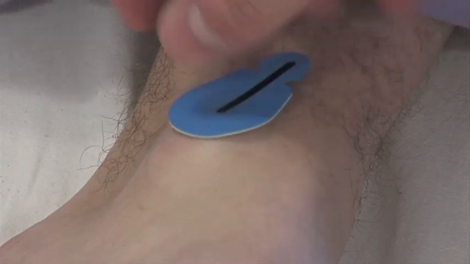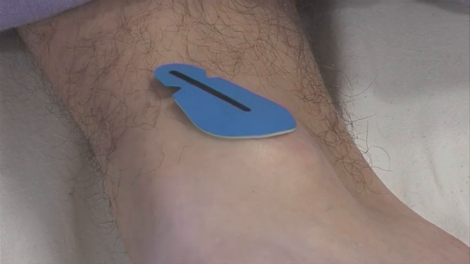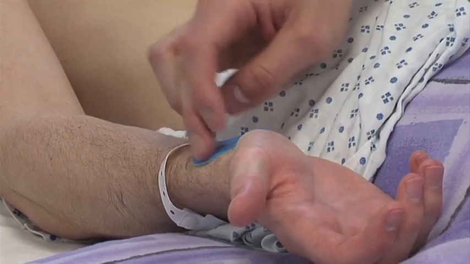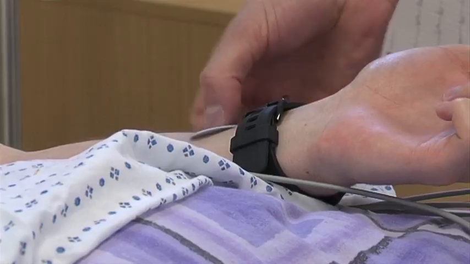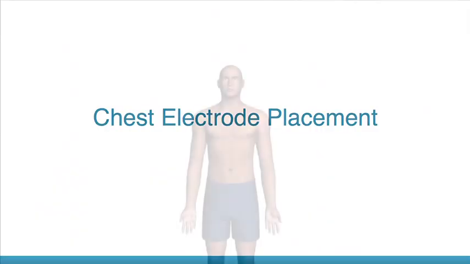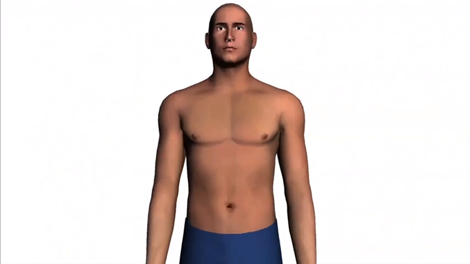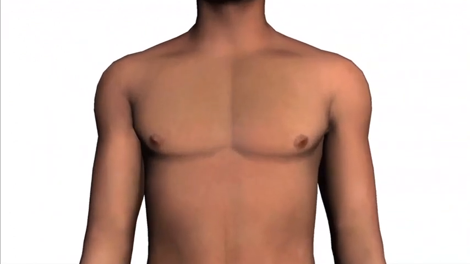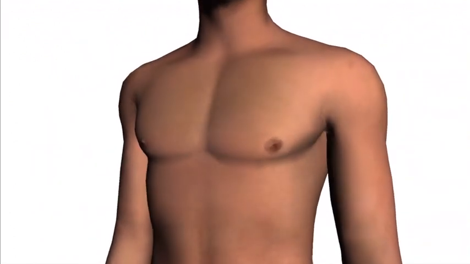The lower limb electrodes should be placed slightly proximal to the ankle on both legs. The arm electrodes should be placed slightly proximal to the wrist on both arms. Chest electrodes are located by the following method.